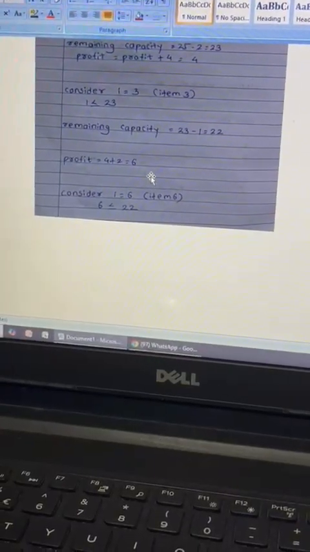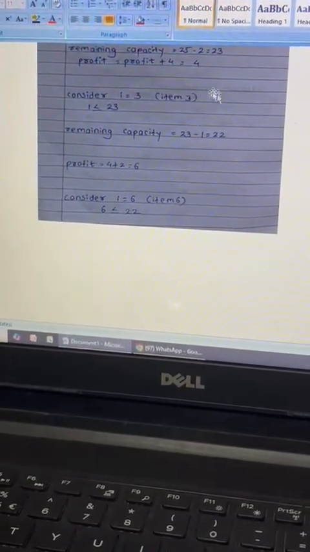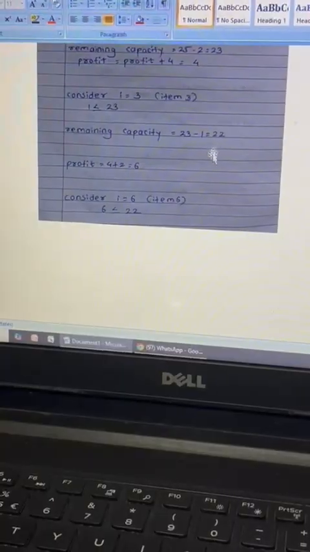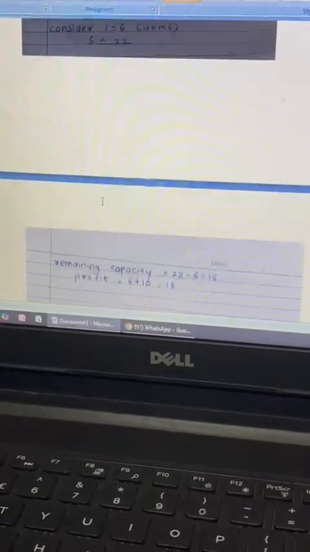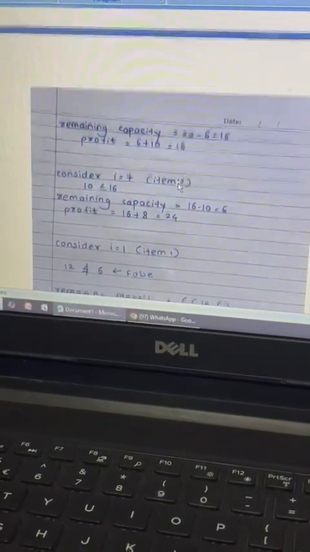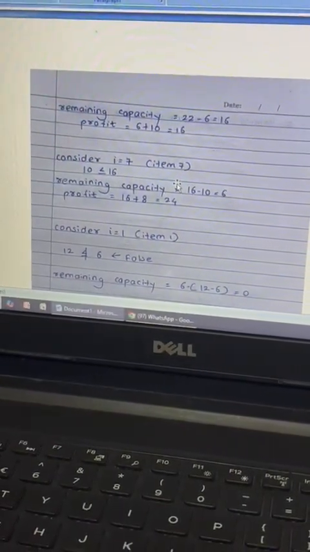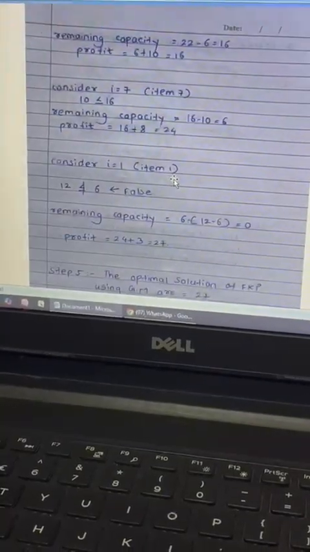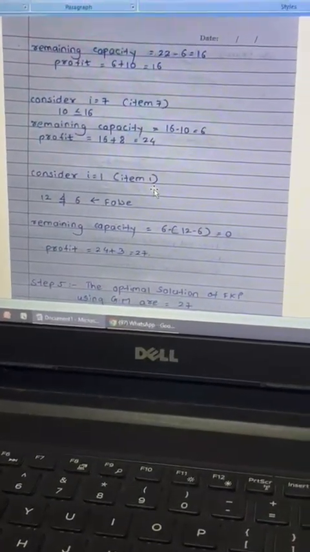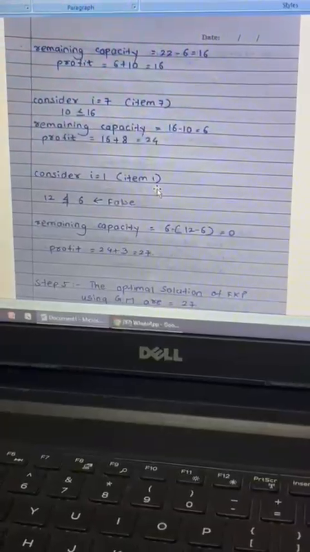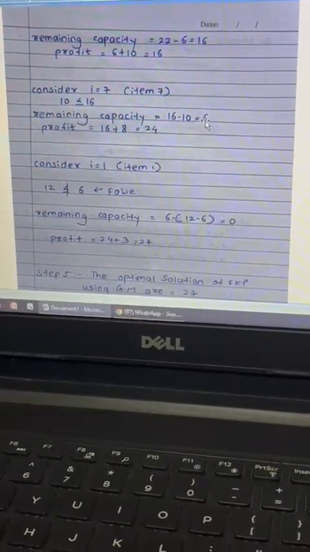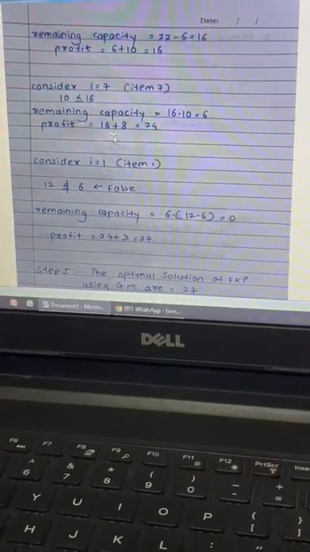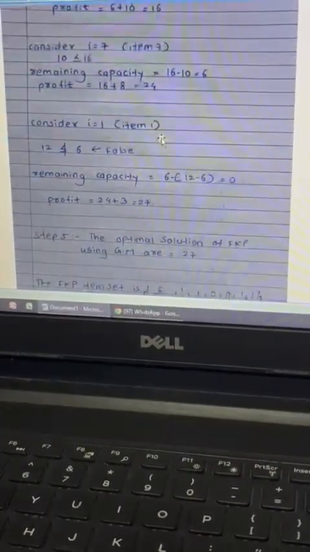Consider i equal to 6 by repeating the same steps back to back. Item 6 is less than 22. Remaining capacity 22 minus 6 is equal to 16. Profit 6 plus 10 is equal to 16. Then next, consider i equal to 7, item 7. Then 10 is less than 16. Remaining capacity 16 minus 10 is 6. And then profit 16 plus 8 is equal to 24.